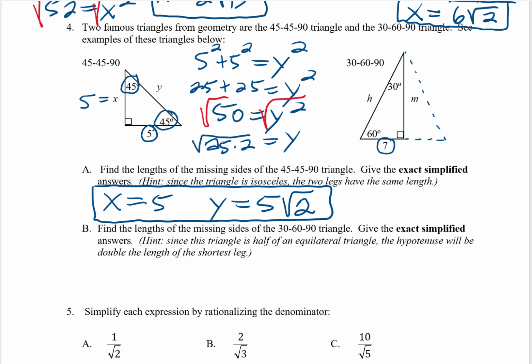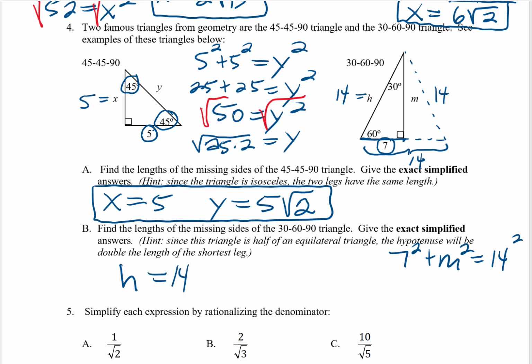Well, you can see here that this 7 is exactly half of this entire side, which means this entire side is 14. But if all the sides of an equilateral triangle are the same, that makes this 14, and importantly, it also makes this h 14. So I have an h here of 14. How can I find m? Well, I can use the Pythagorean theorem. It is one of the legs, so I would have 7 squared plus m squared equals 14 squared.